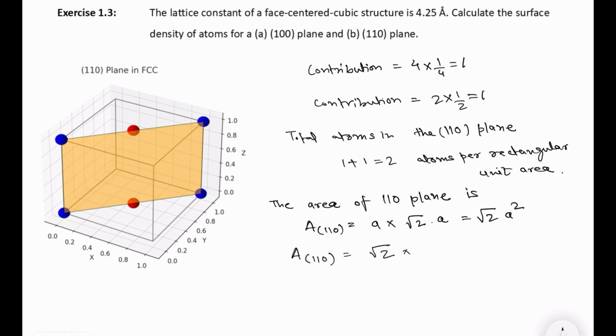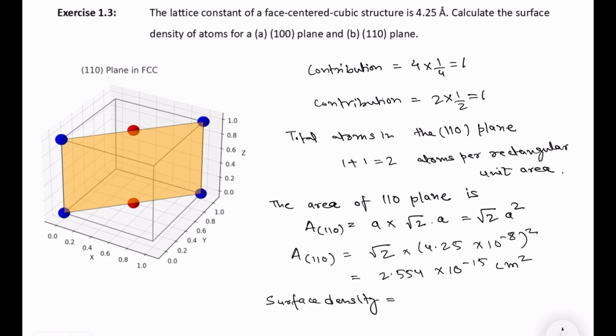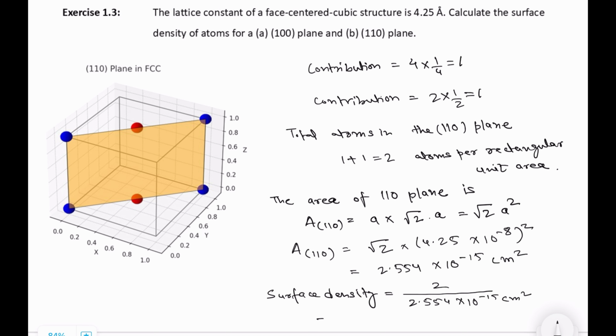Substituting the value of A, which is 4.25 into 10 raised to power minus 8, whole square. After solving this, we'll get 2.554 into 10 raised to power minus 15 centimeter square. Now the surface density equals 2 over 2.554 into 10 raised to power minus 15 centimeter square. On solving this, we will get 7.83 into 10 raised to power 14 atoms per centimeter square.